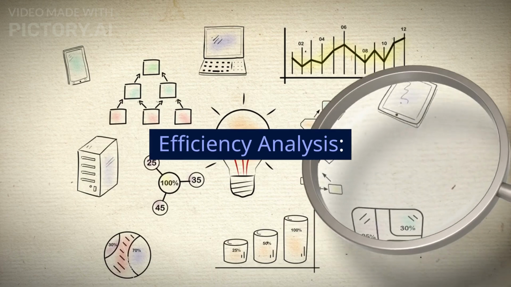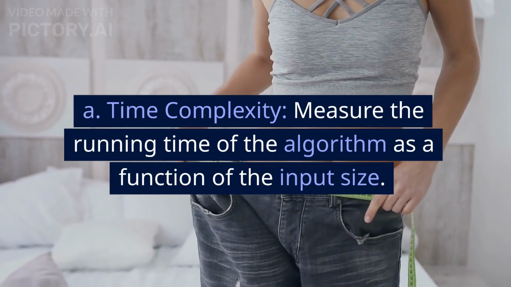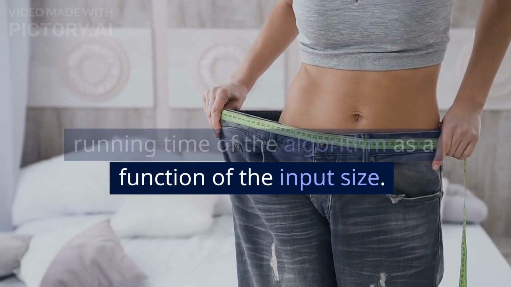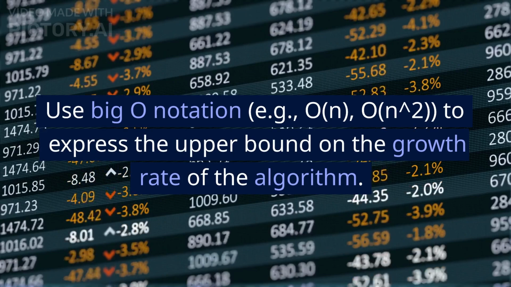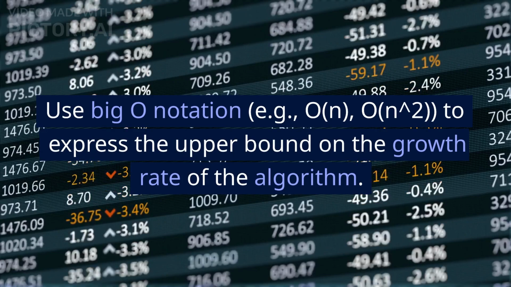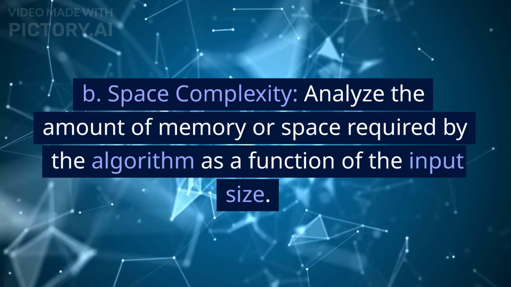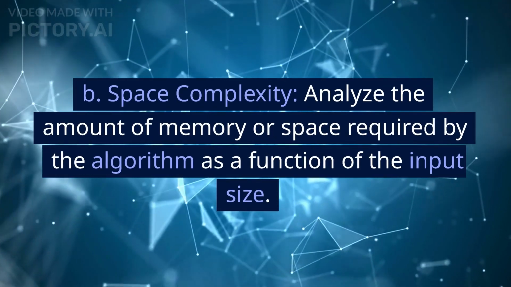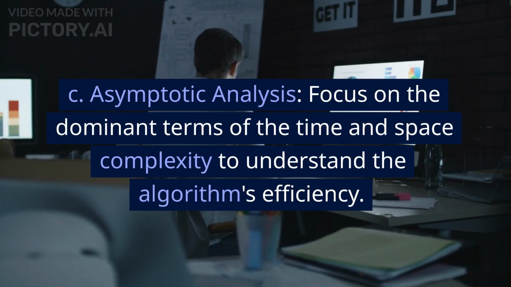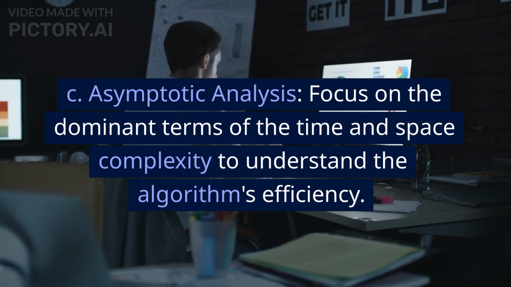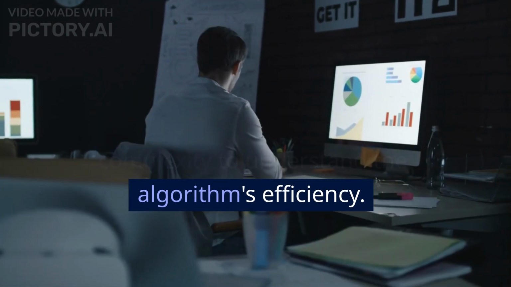2. Efficiency analysis. A. Time complexity. Measure the running time of the algorithm as a function of the input size. Use big O notation, e.g., O(n squared), to express the upper bound on the growth rate of the algorithm. B. Space complexity. Analyze the amount of memory or space required by the algorithm as a function of the input size. C. Asymptotic analysis. Focus on the dominant terms of the time and space complexity to understand the algorithm's efficiency.